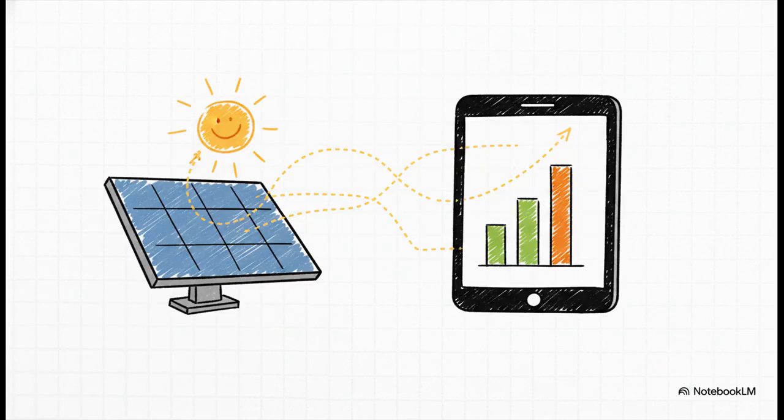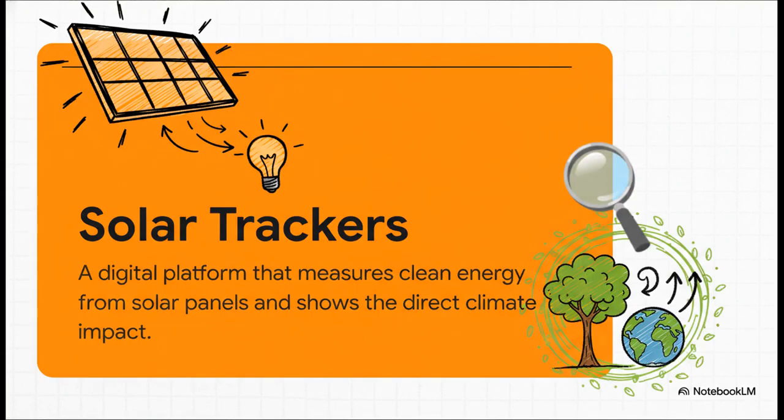And this isn't just some sci-fi idea. New tools are being designed to do exactly that. Imagine a digital platform that can turn that invisible impact into something you can see, measure, and actually do something about. One really cool example of this is a platform called Solar Trackers. So how do these things even work? Well, platforms like this connect directly to solar panels, and they do two really key things. First, they measure every single bit of clean electricity being generated. And second, they translate that energy into the direct positive impact it's having on the climate.